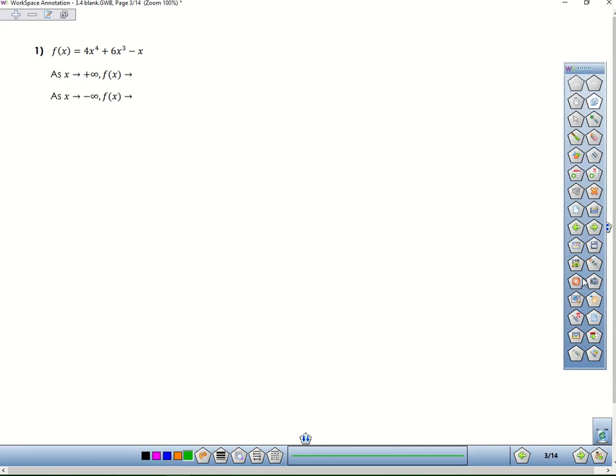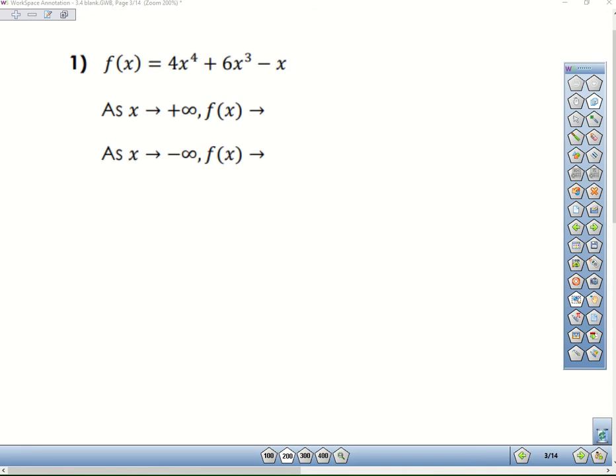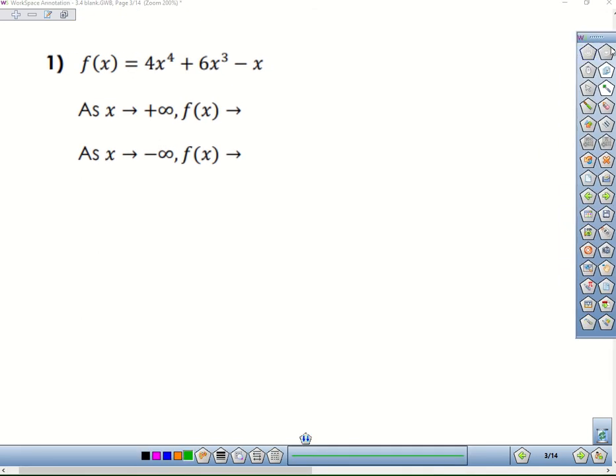All right, so we're looking at question 1. The first thing we always check, we're trying to determine the end behavior of these both, okay?